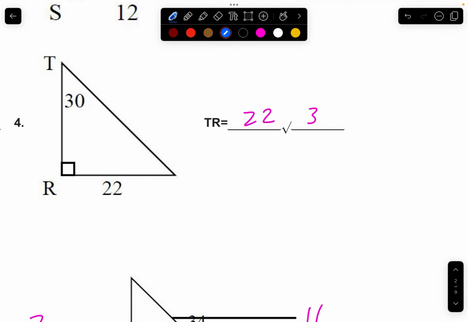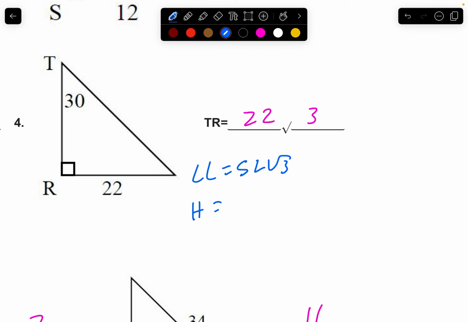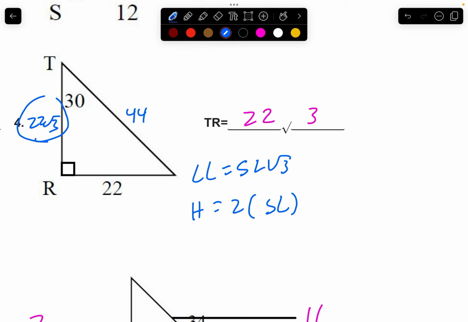Here we have the short leg. The rules are: it's the short leg, so the long leg equals the short leg times root 3. The hypotenuse equals 2 times the short leg. So if we have the short leg, we would double it. That's the hypotenuse. And we would multiply it by root 3. That's the long leg.